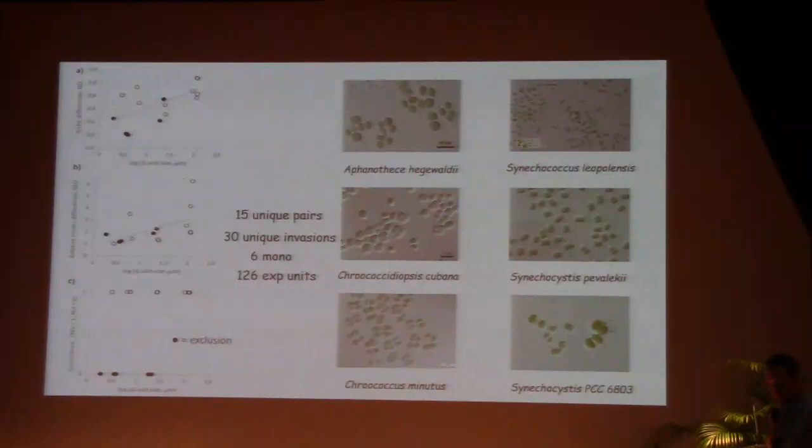We have six species of cyanobacteria. We do invasion from rare experiments. So we take 5% of an invader and we inoculate it into 95% of a resident population. We have 15 unique pairs and 30 unique invasion experiments. If you look at some of the first results, so on the x-axis all the time we have delta size, the difference in size between the two competitors in the pair, so the invader and the resident one. You can see that as size difference goes up, niche difference goes up, meaning that niches stabilize the coexistence of small and large cyanobacteria because their niches are different enough.